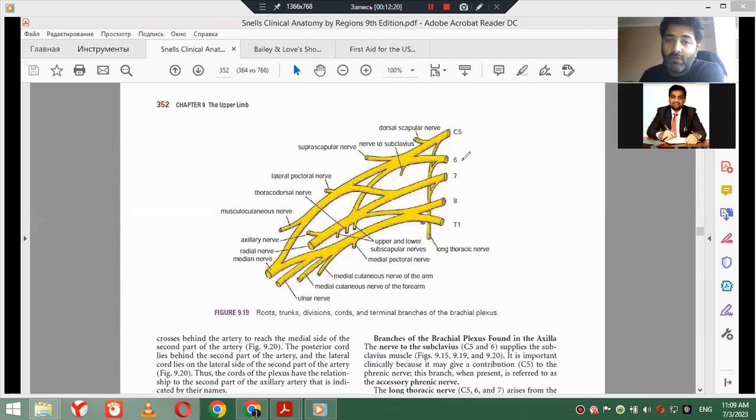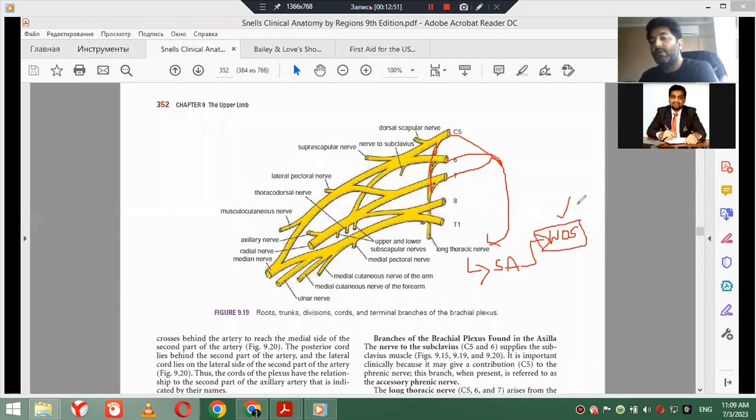Okay, then we discuss the branches. We said from the roots we have the branches of C5, C6 and C7. For example, if I draw here C5, C6 and C7, these are joining together forming the long thoracic nerve. And this nerve is innervating our serratus anterior muscle. If it is damaged, it results in winging of the scapula, and this question was asked recently in an exam with a picture.